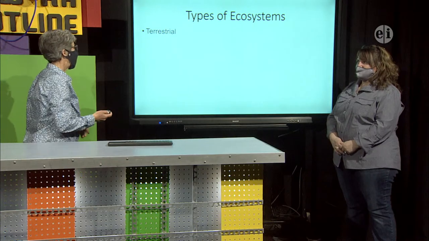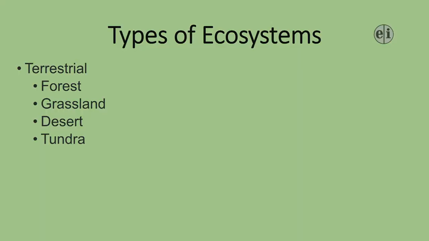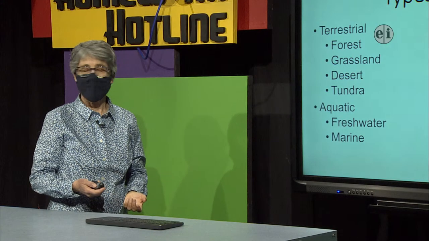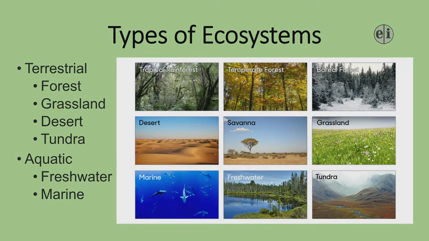But we'll keep going here. Let's first look at the types of ecosystems, then we'll concentrate on California. Okay, there's terrestrial, and so we're talking forest, grassland, desert, and tundra. These are land-based. And then we've got water-based, and those are freshwater and marine. And here we have an actual picture of each one of these.